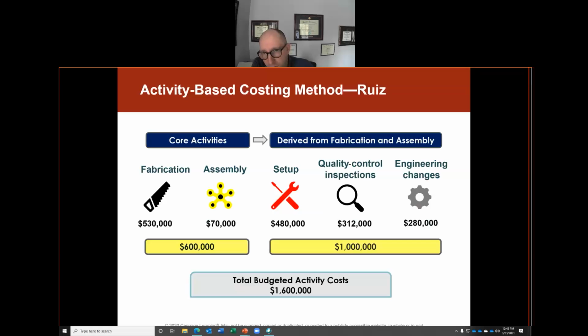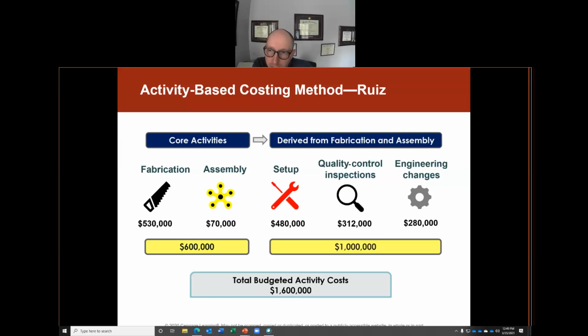We also have a few other activities that are derived from our core activities. One is called setup. Setup is the setup process of the assembly line. We're setting up the machines, we're oiling them, getting them ready to go. So we're setting it up, right? Another activity is called quality control inspections. In this process, what we do is we break down the completed product and rebuild it to identify any errors in quality. It's called quality control inspections.